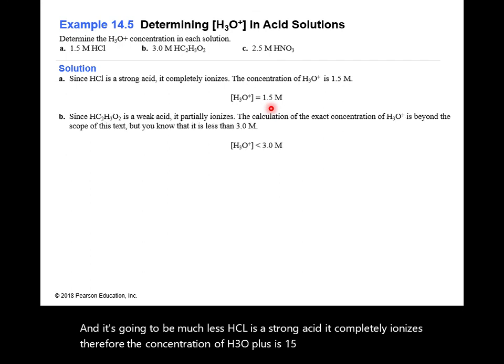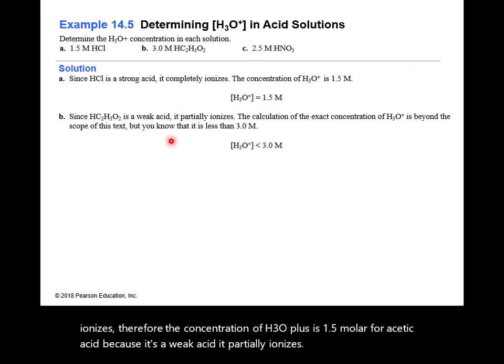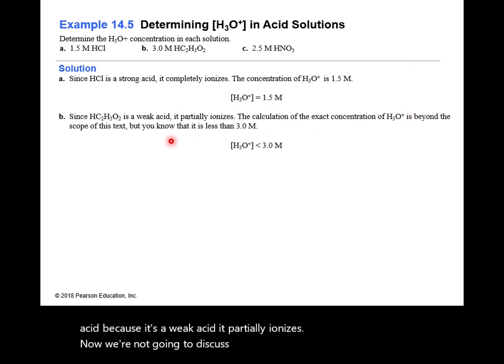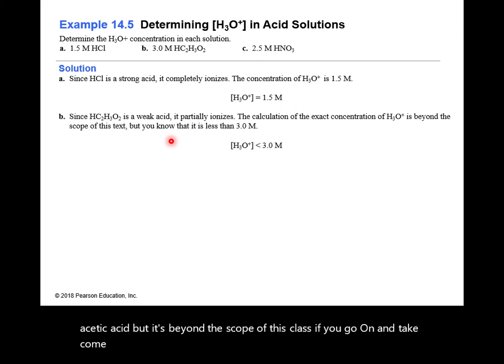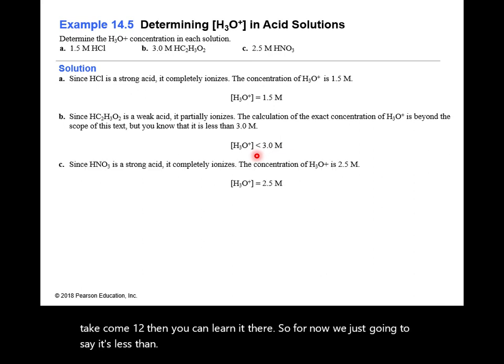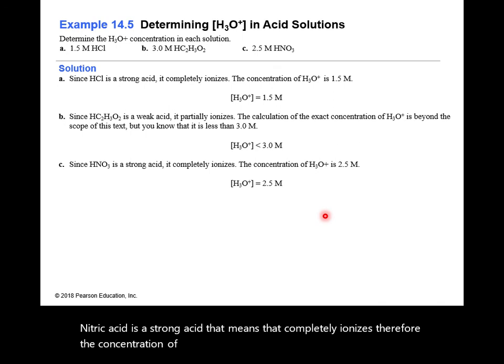For acetic acid, because it's a weak acid, it partially ionizes. There is a way to actually calculate exactly what the concentration of H3O plus would be for acetic acid, but it's beyond the scope of this class. If you go on and take Chem 12, then you can learn it there. So for now, we're just going to say it's less than the concentration of the acid. Nitric acid is a strong acid. That means it completely ionizes. Therefore, the concentration of hydronium is the same.